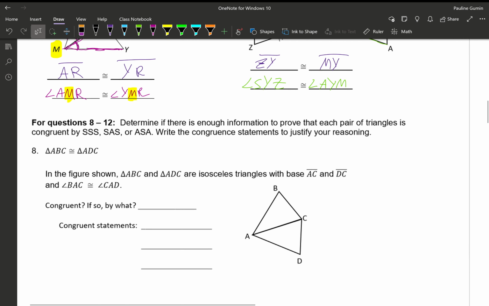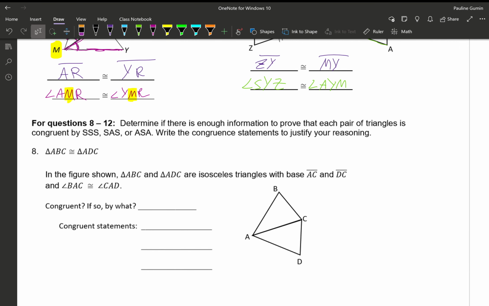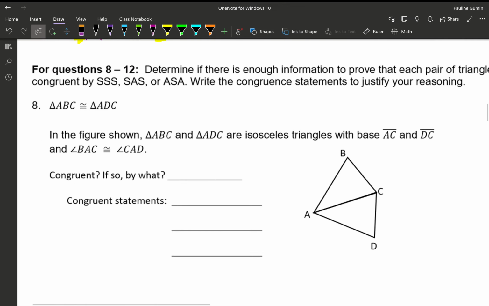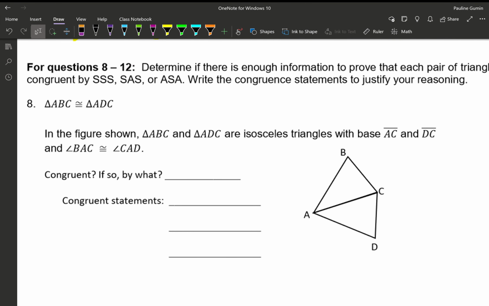For questions 8 through 12, determine if there is enough information to prove that each pair of triangles is congruent by side, side, side, or angle, side, angle. Write the congruent statements to justify your reasoning. In the figure shown, ABC and ADC are isosceles triangles with the base AC and DC, and angles BAC and CAD are congruent. Let's first do the two angles that are congruent. BAC is this angle, and CAD is this angle.